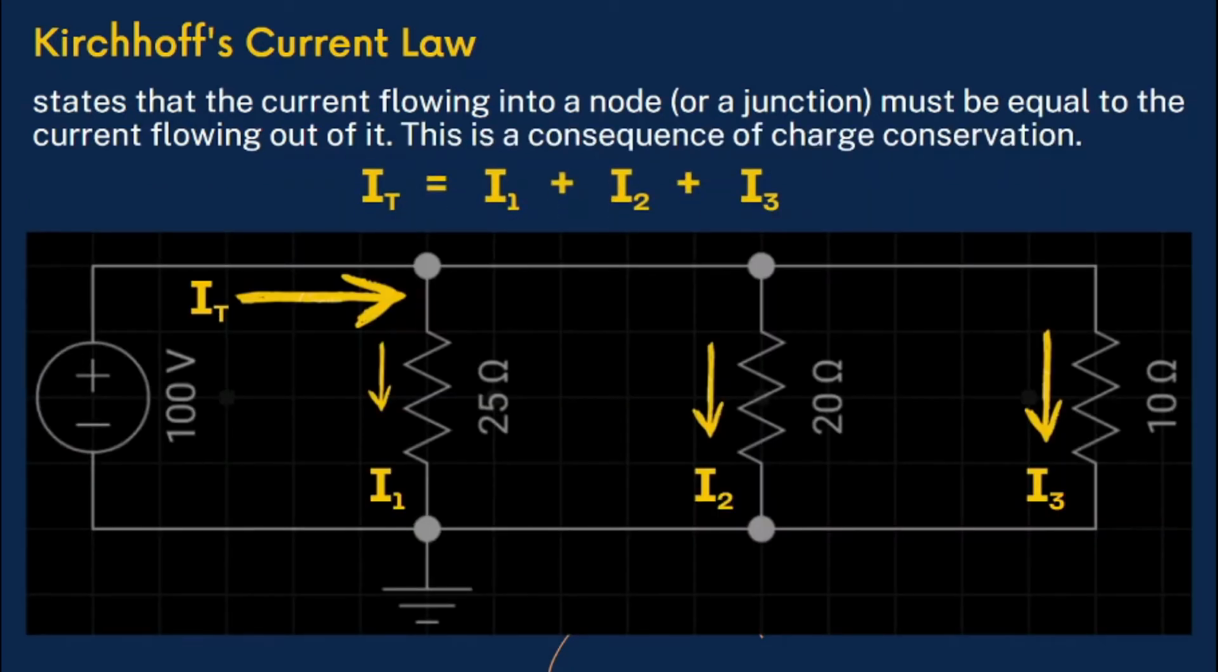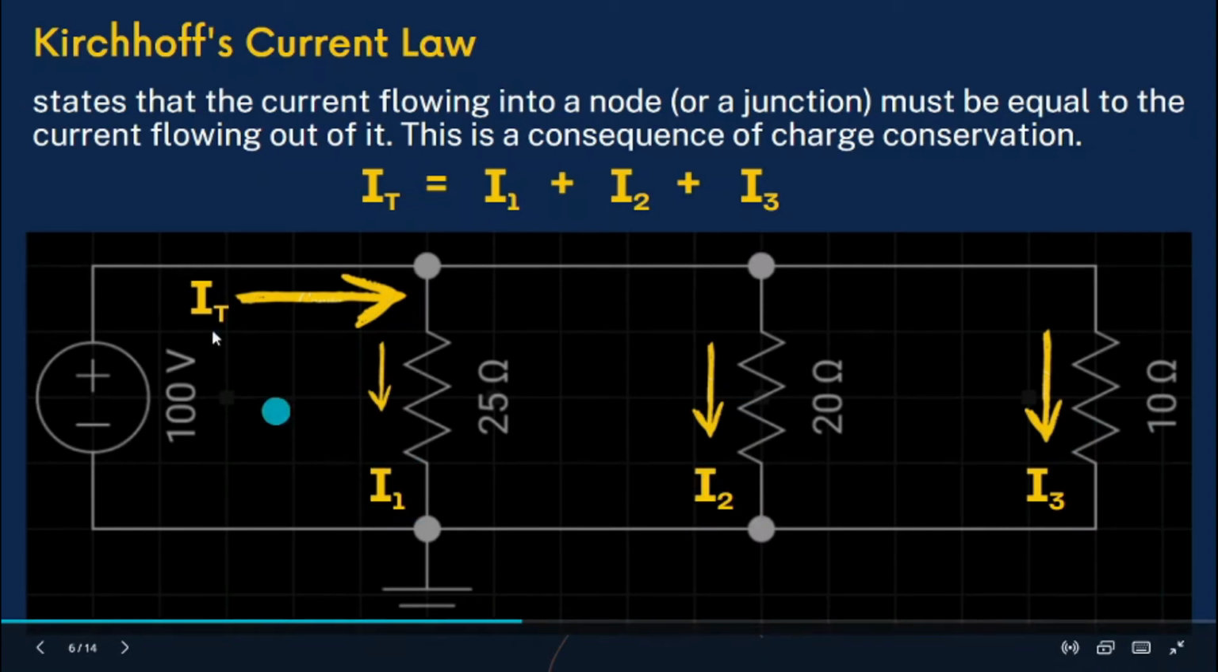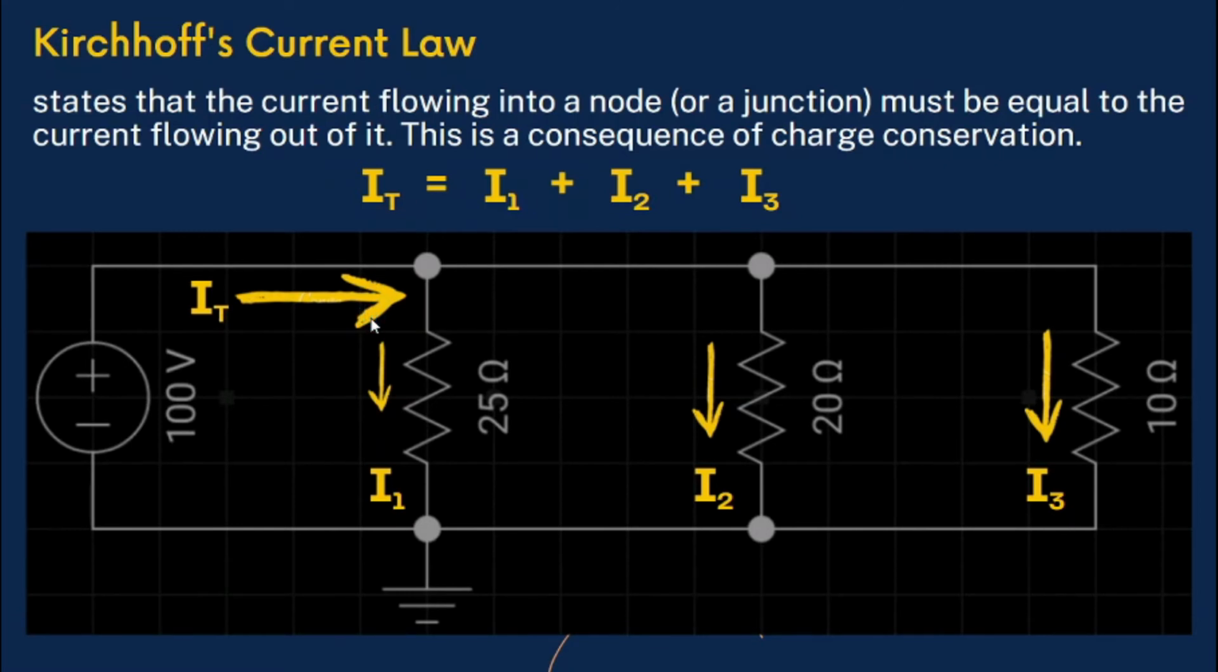Now we have here a familiar drawing. We have the supply of 100 volts, and then 25 ohms, 20 ohms, 10 ohms, designated by the currents I3, I2, I1, and the total current. If you compare this to the previous slide, we can say that this part over here is our node or junction. This is where the 4 wires meet. This wire, 1, 2, 3, and 4. Dito sila nagtagpo. We call this our node or junction.